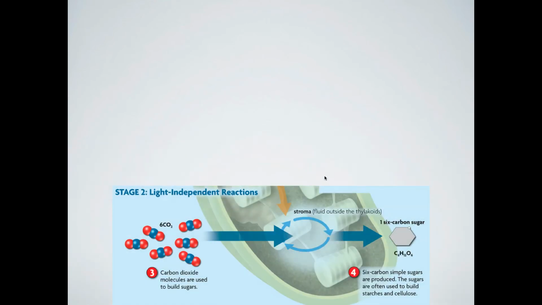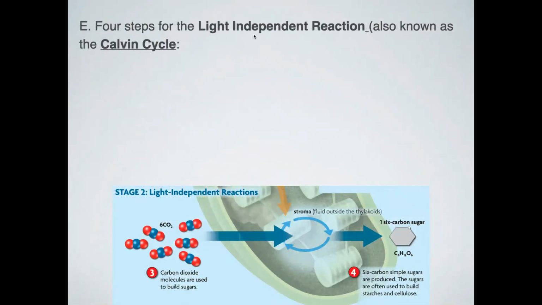Okay, what about the light independent reaction? So notice we have 6 carbon dioxides going in, and we are manufacturing a glucose molecule, a sugar, from that. There are 4 steps in the light independent reaction, and sometimes it's called the Calvin cycle. Sometimes you'll still see it called that, especially in older books and older articles.